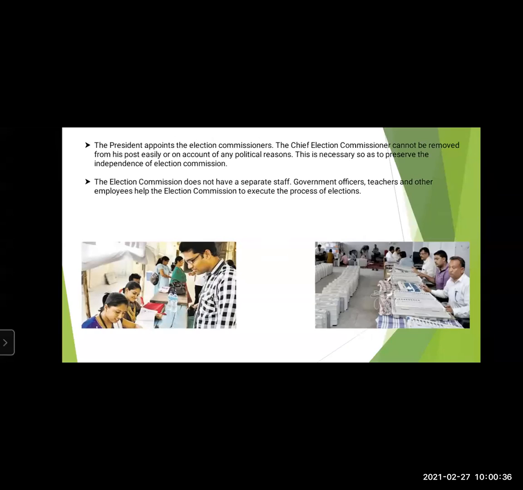Then the election commission does not have a separate staff. They conduct the election, but they don't have a separate staff for it. Now who helps them in conducting the election? It is the government officers who are employed in government offices, the teachers and other employees. They help the election commission to perform the task of conducting the process of elections. So this was about the election commission in detail.